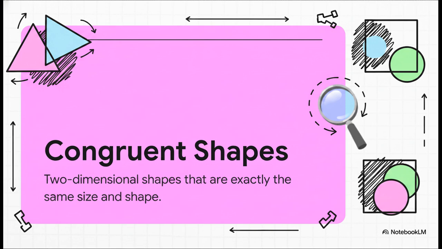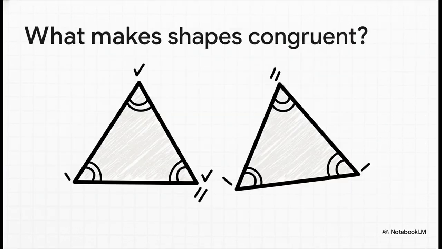So here's the official definition we're going to work with. When two shapes are congruent, it means they are perfect clones. Literally. If you could somehow pick one up, you could lay it right on top of the other one, and it would match up perfectly. No gaps, no overlaps. Okay, so what does that actually mean? Like, how do we check?